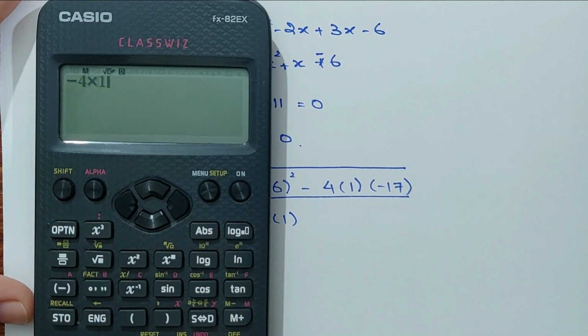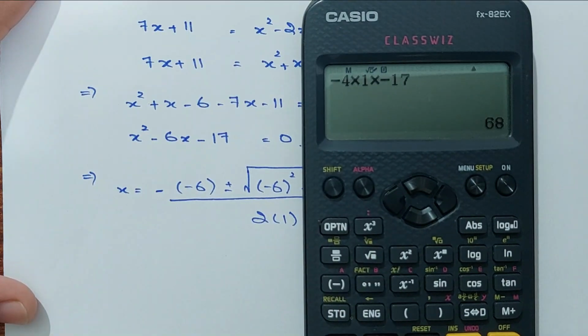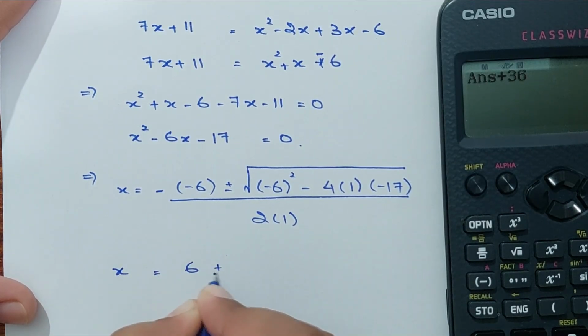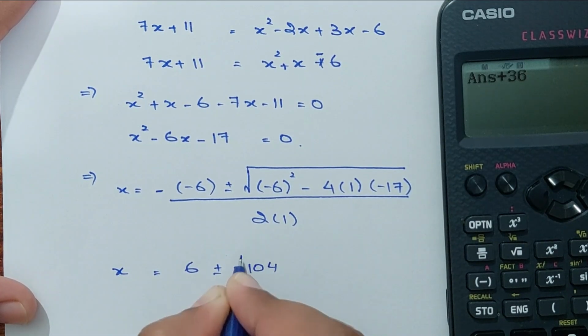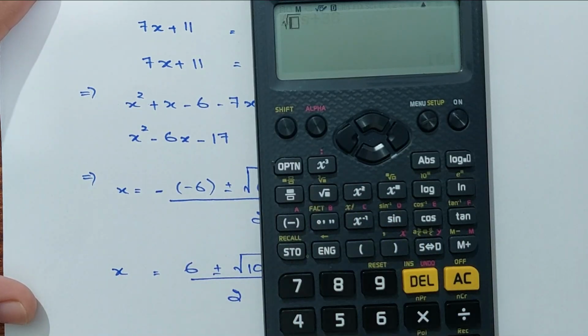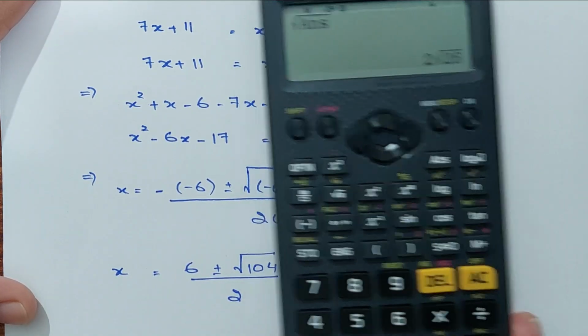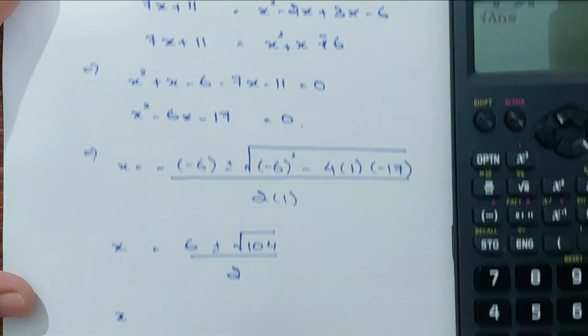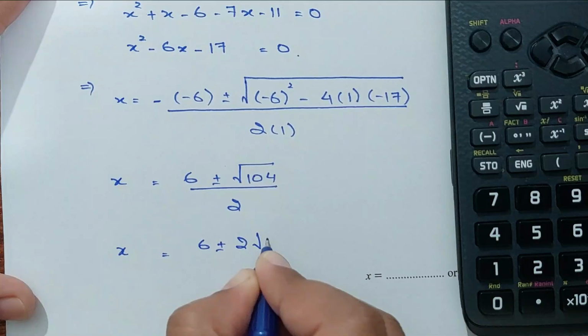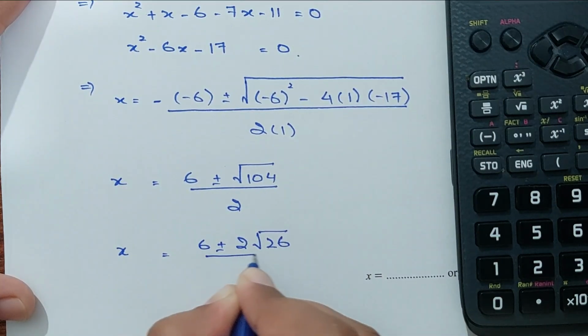Minus 4 times 1 times minus 17, that is 68, and 6 squared is 36. So plus 36, which is 104. So x should be equal to 6 plus minus the square root of 104, divided by 2. The square root of 104 is 2 root 26. So x equals 6 plus minus 2 root 26, divided by 2.